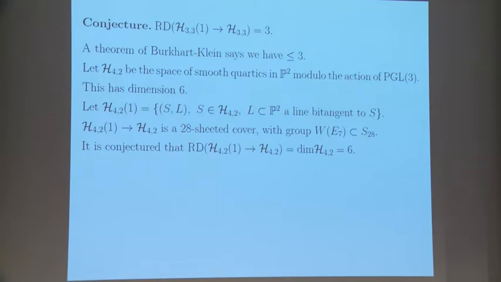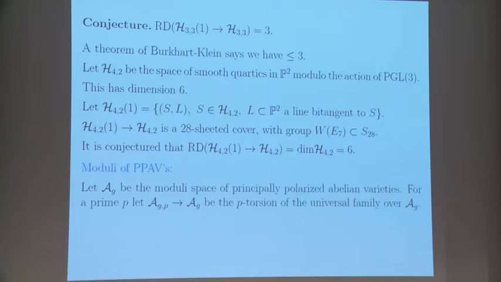Okay. And so one thing that I want to explain is how to try to reduce all these questions to another kind of covering where maybe one feels one has more techniques, which is the moduli space of principally polarized abelian varieties. So let's consider A_g, the moduli space of principally polarized abelian varieties. For any prime p, I can look at the p-torsion of the universal family. Okay. So then this covering has group Sp_2g(F_p).